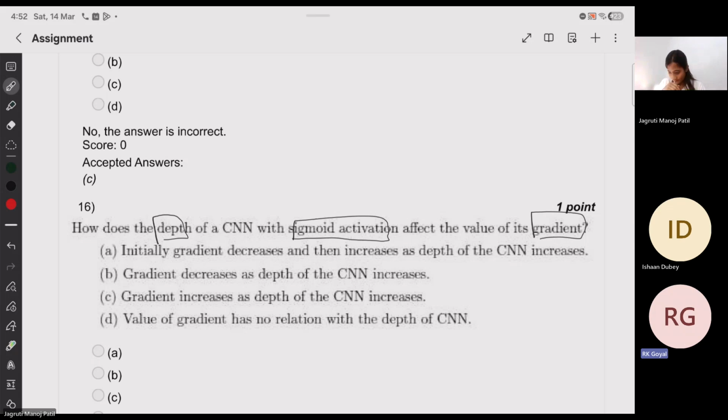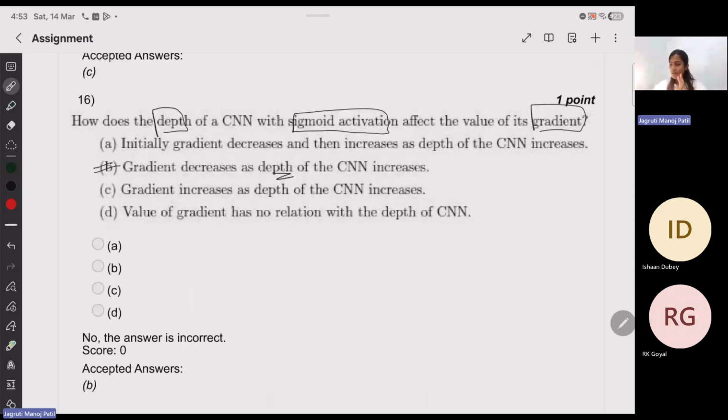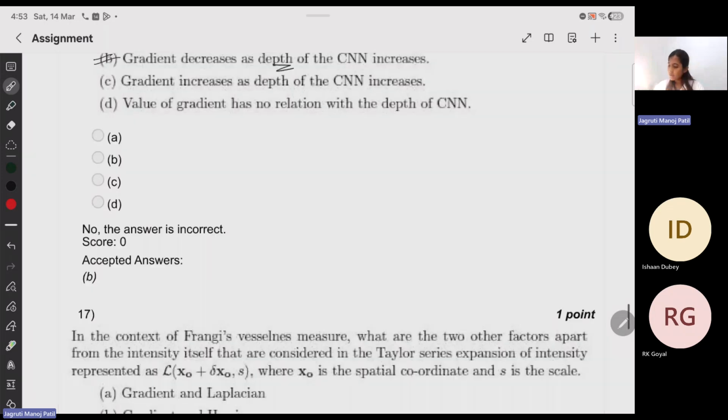So gradient decreases as the depth of the CNN increases, I guess, because of some diminishing effect of gradient. Exactly. As you go into much more depth, your networks are able to classify more appropriately because the area that you're looking at is also smaller. So your gradient will eventually decrease as the depth of the CNN increases. Here, depth is essentially the networks that you are inserting for training and testing phases.